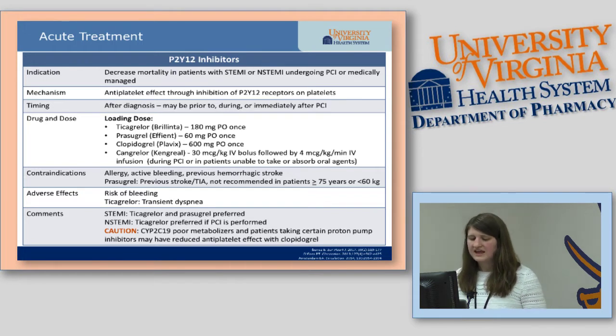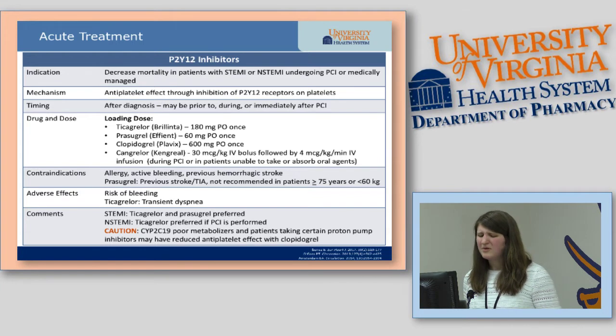But there is one that is IV, and this one is cangrelor, which is really primarily indicated during PCI, that may be considered in patients who are unable to take or absorb oral agents, particularly in that immediate period around PCI or when an intervention is occurring.